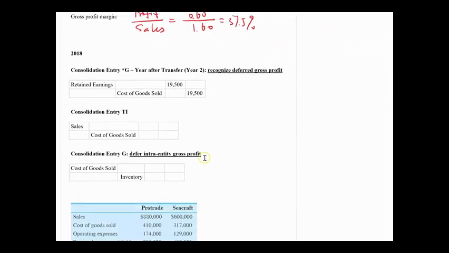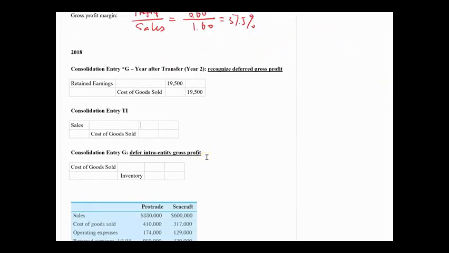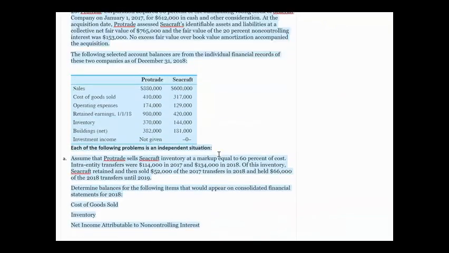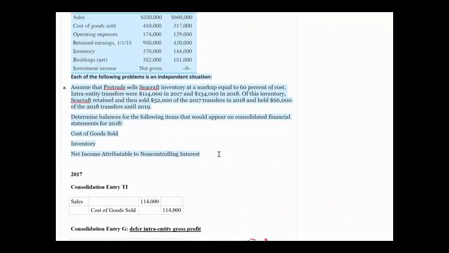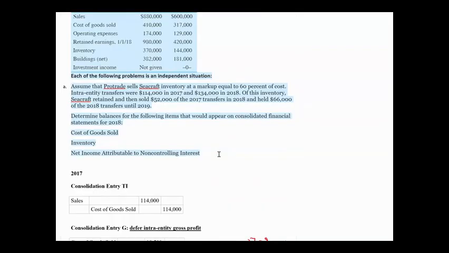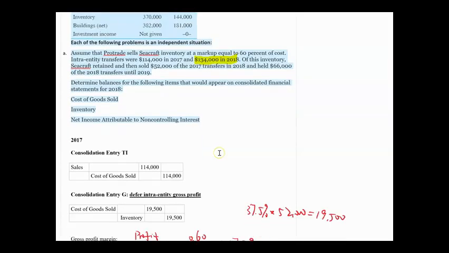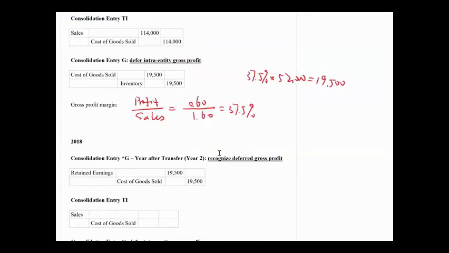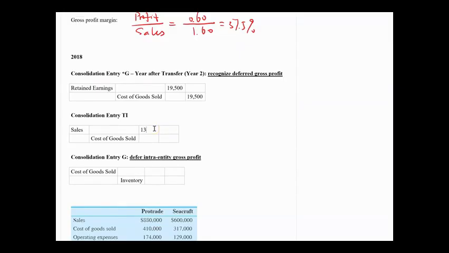All right, so the second entry is consolidation entry TI. This is the same as in the prior year, and we use this to eliminate the intra-entity sales amount. The intra-entity sales amount in the second year is 134,000. This is the intra-entity transfer in the second year, and that's the amount we use here.